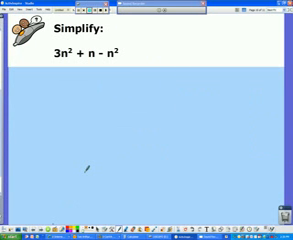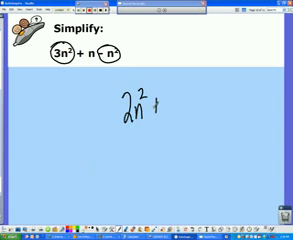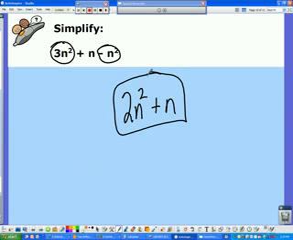The next one, we have 3n squared plus n minus n squared. Remember, the sign that's in front of the term is what goes with it, so I have a negative n squared, and this one has an n squared, so I can add their coefficients. So 3 plus a negative 1 would give me 2n squared, and then the n doesn't go with anything, so I just add it. 2n squared plus n.